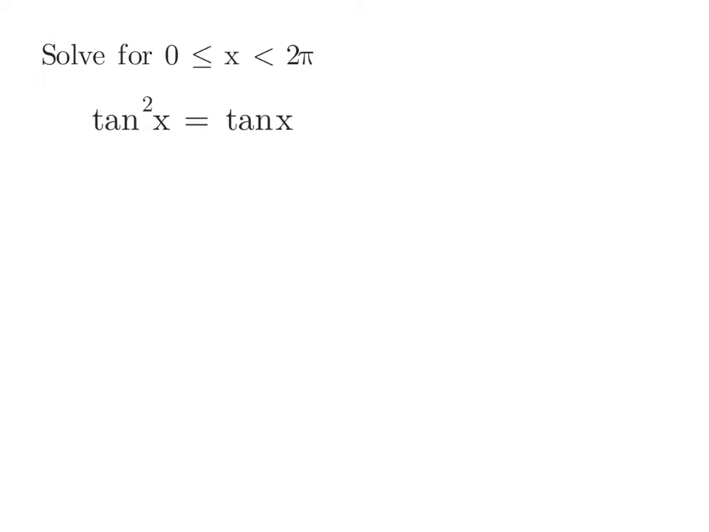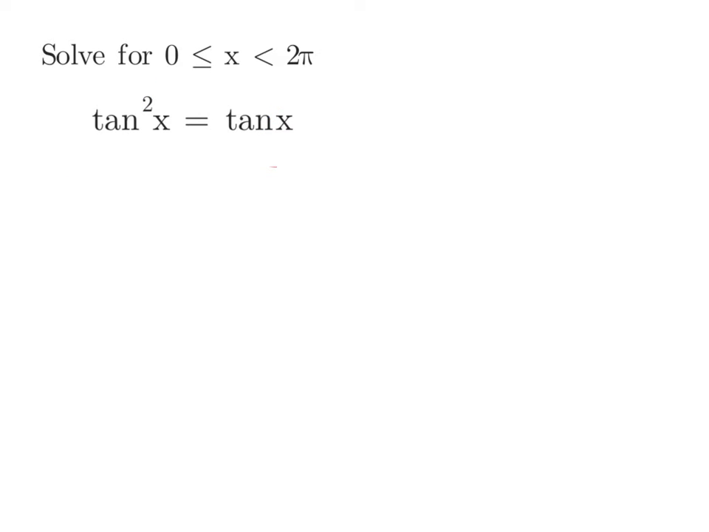When we're looking at something like tangent squared of x is equal to tangent of x, your instinct might be, oh, wait a second, I could just divide both sides by tangent. Get those ones to cancel and this one to cancel with one of those, and we would have tangent of x is equal to 1. But don't do that. If you do that, you end up getting rid of some of your answers. Let me show you why.